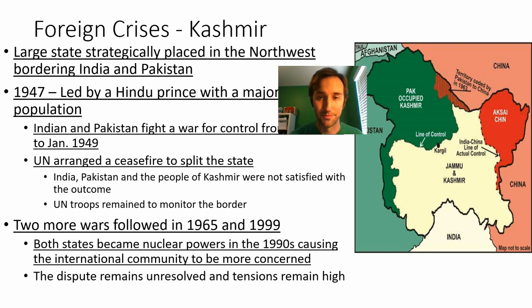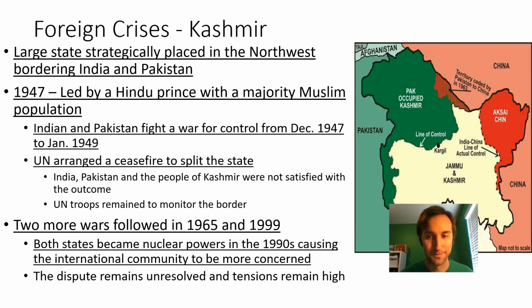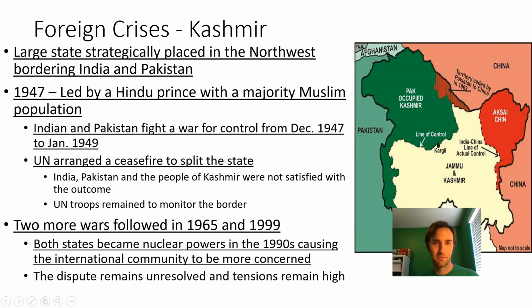Kashmir, still a problem, probably always going to be a problem. It's a large state strategically placed in the northwest, bordering India, Afghanistan, Pakistan, China. In 1947, it was led by a Hindu prince with a majority Muslim population. India and Pakistan fought a war for control from December 1947 to January 1949, until the United Nations had to step in and say, okay, let's stop this.